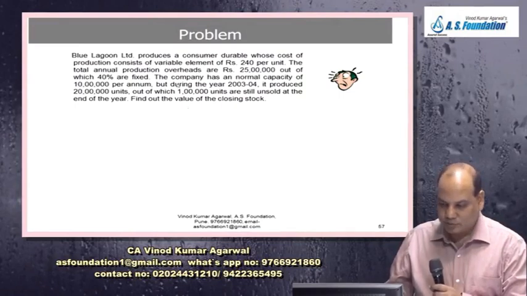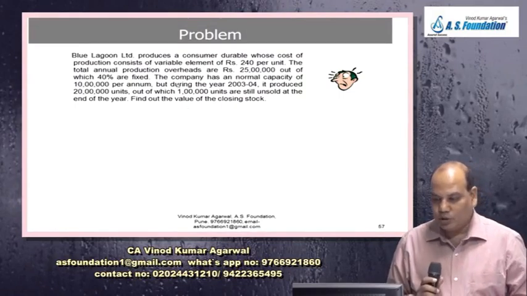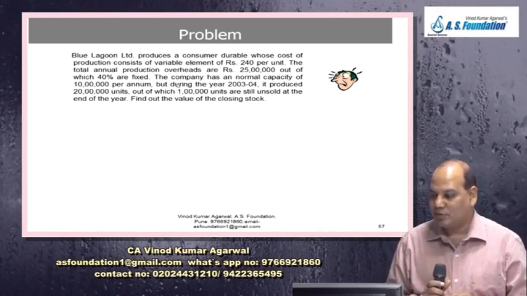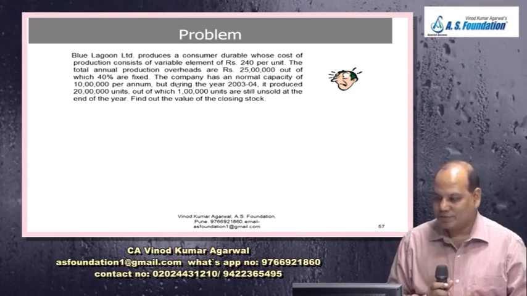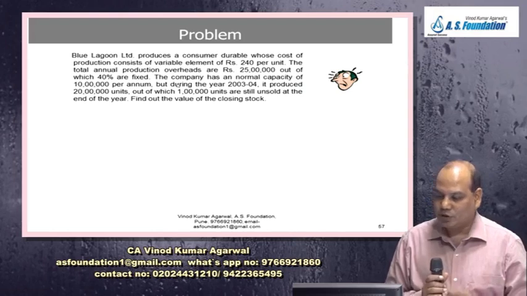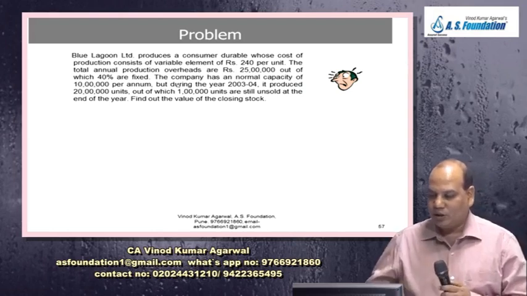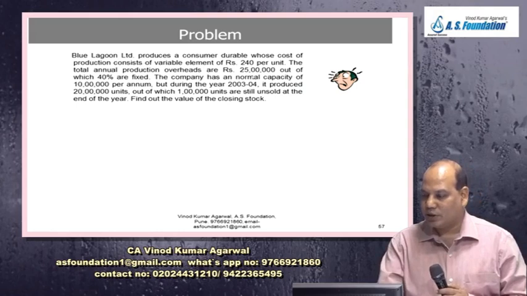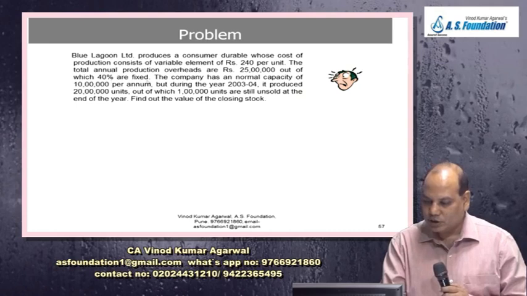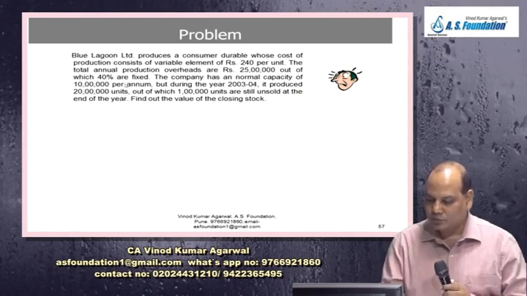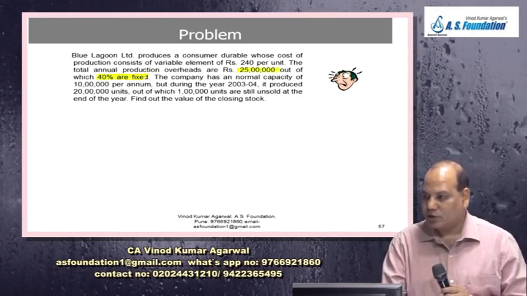Okay, now we'll try one more. Blue Lagoon Limited produces a consumer durable whose cost of production consists of a variable element of 240 per unit. The total annual production overheads are 25 lakh, out of which 40% are fixed. 25 lakh into 40%. Quickly, be ready. 10 lakh. So 10 lakh is fixed, 15 lakh is variable.